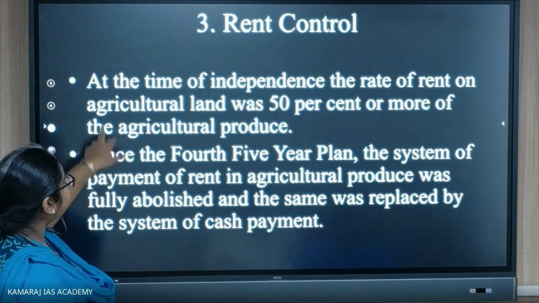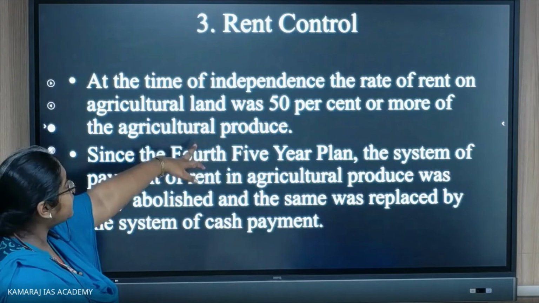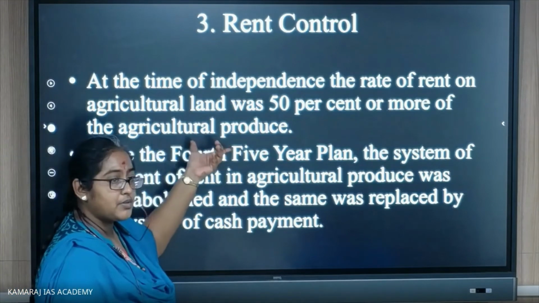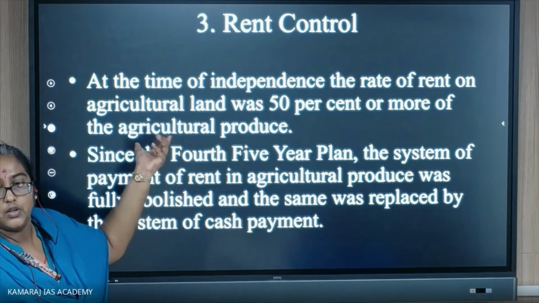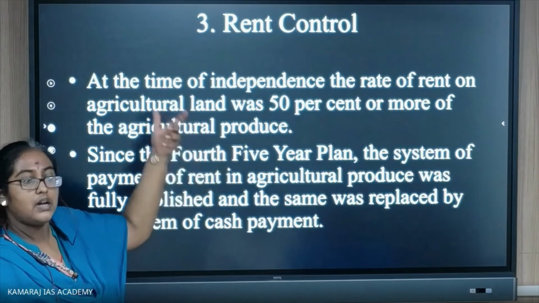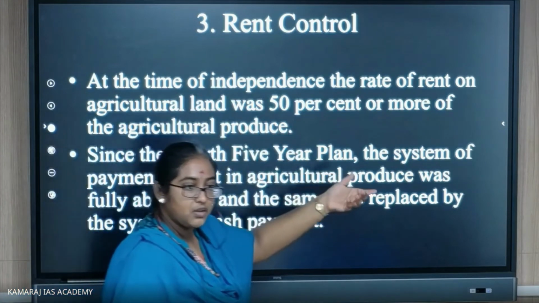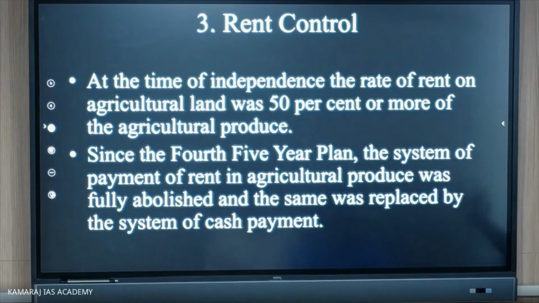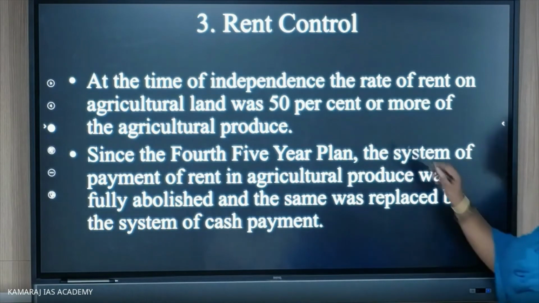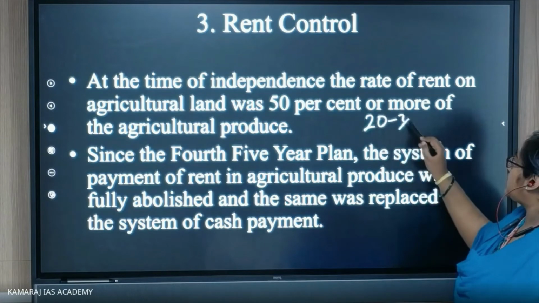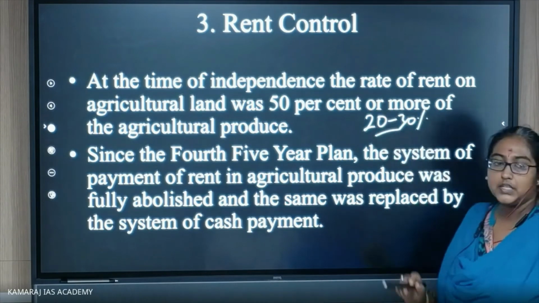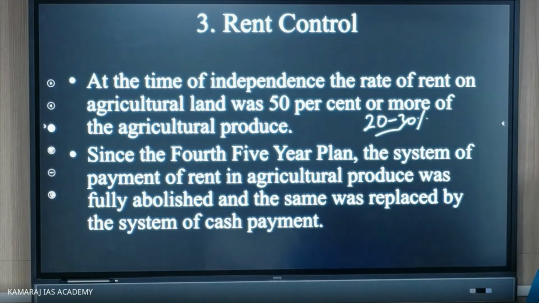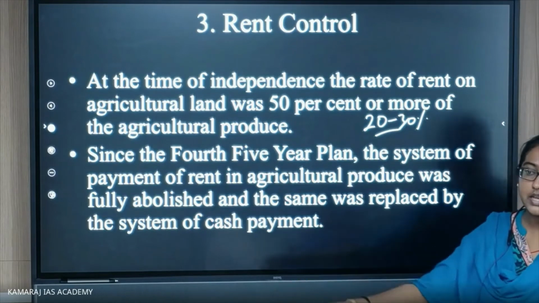At the time of independence, the rent was determined according to the agricultural produce. Whatever you produce, you have to give 50% of that produce. But the problem is that after rent control came, after independence, it was further reduced to 20 to 30%. It varies depending on the state. In Punjab, for example, it was 33%. Of the overall production, one third they had to give.